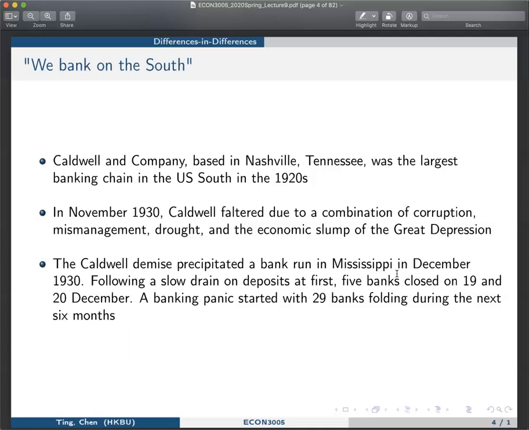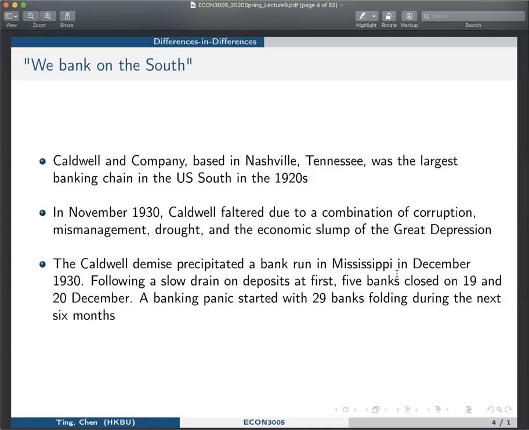Slowly, you know, if you are the customer of the bank, if you are the depositor of the bank, you know the bank was facing this crisis. So slowly they actually withdrew the money from the bank. So the bank actually faced this slow drain of deposits at first.